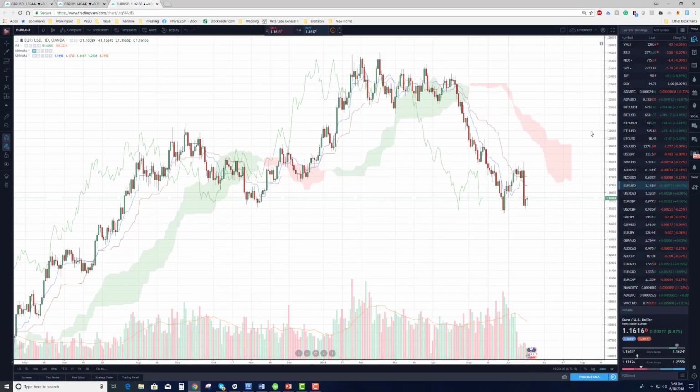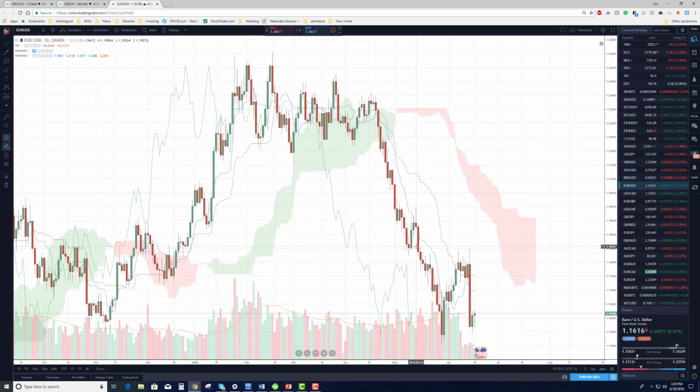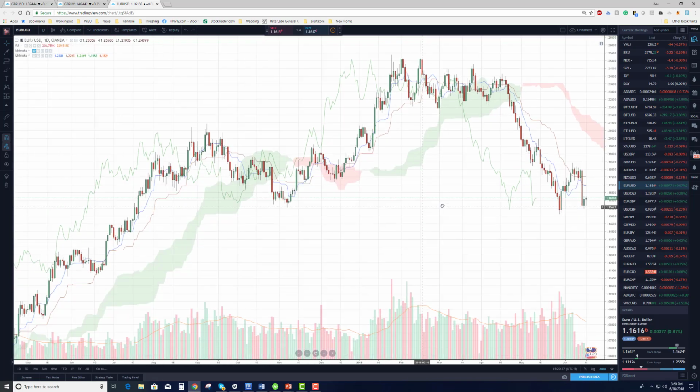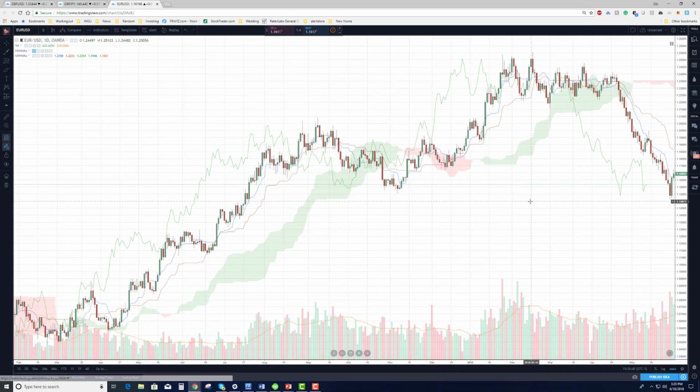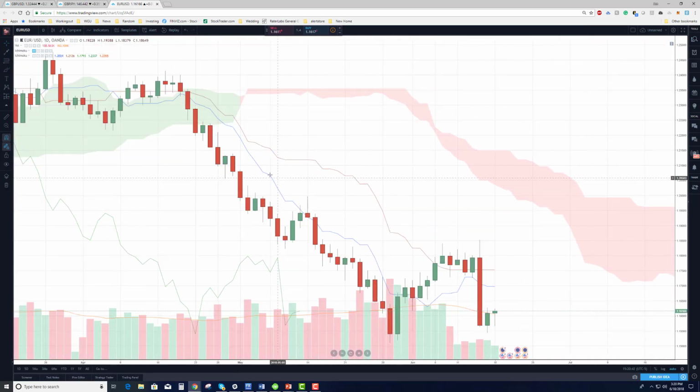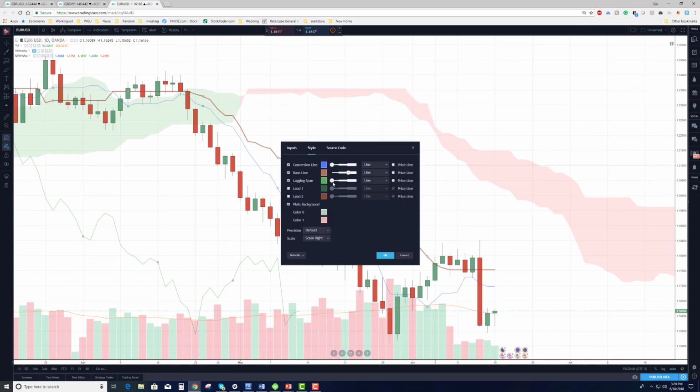Now, let's look at this on the chart. We'll use the euro dollar. Euro dollar is a good chart to use. And we have the Ichimoku system. And we see this blue line. Actually, I'm going to make these a little thicker so they're easier to spot.